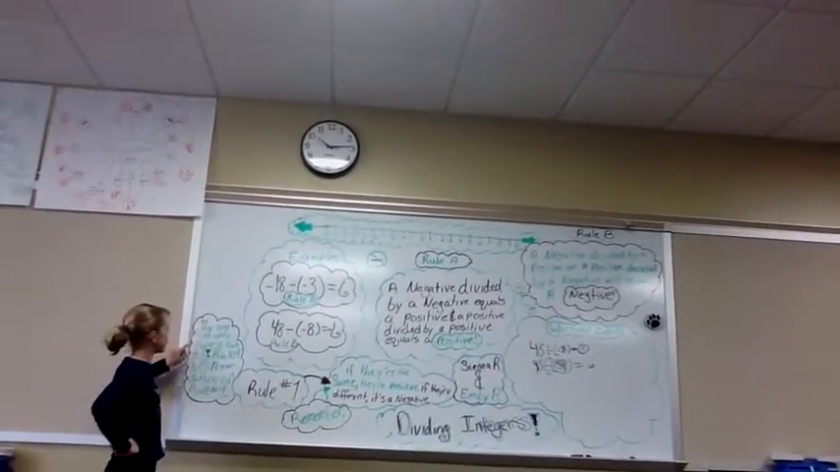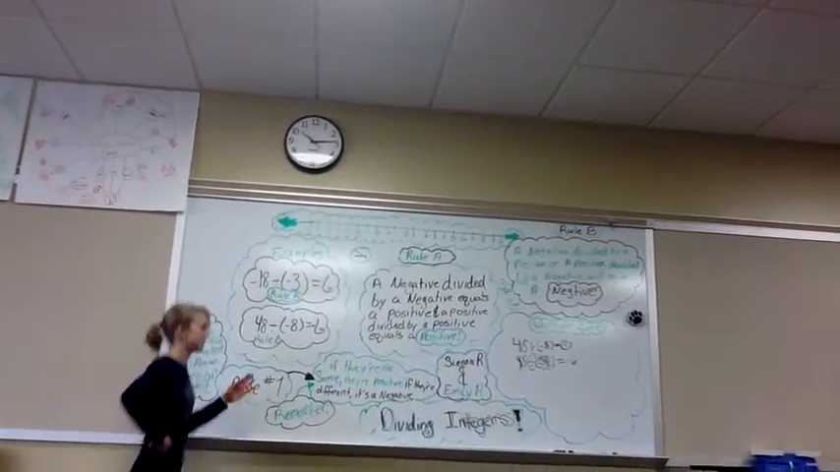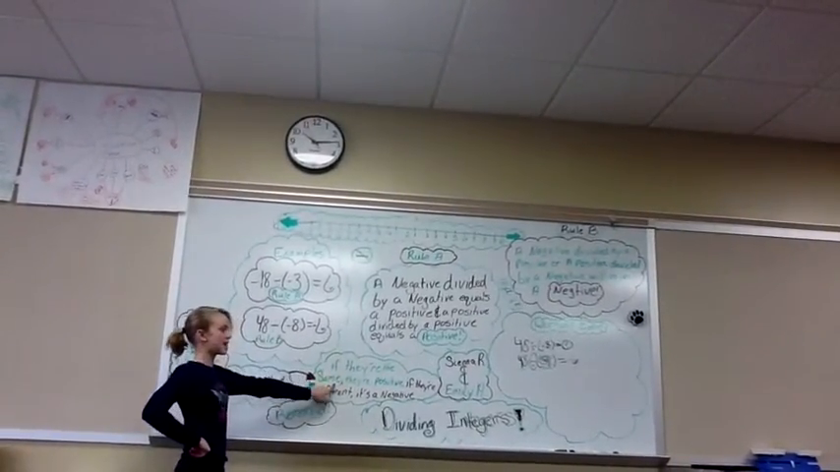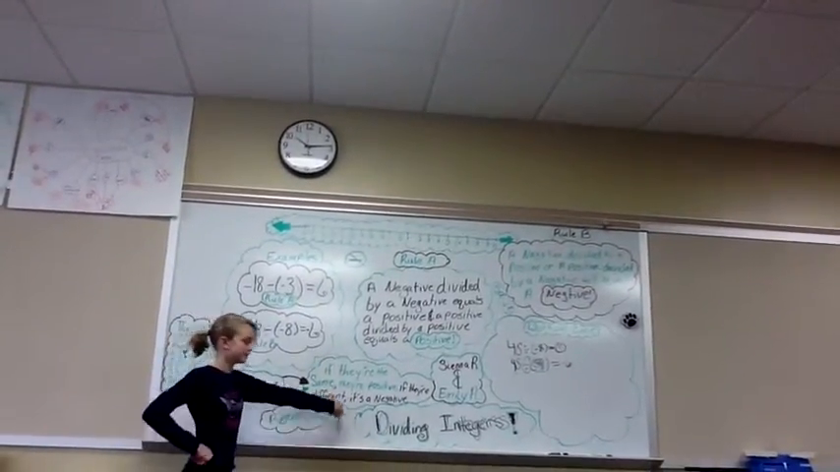The one and only rule is rule number one. Rule A and B are an outline of rule number one. Rule number one: if they are the same, they are going to equal positive. If they are different, it is negative.